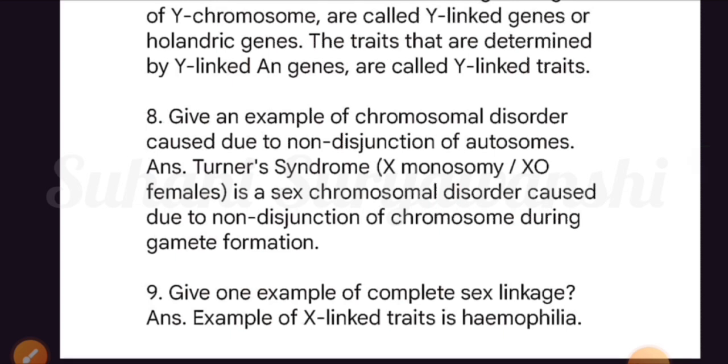Next is, give an example of a chromosomal disorder caused due to non-disjunction of autosomes. Turner syndrome, that is X monosomy or XO female, is a sex chromosomal disorder caused due to non-disjunction of chromosomes during gamete formation.